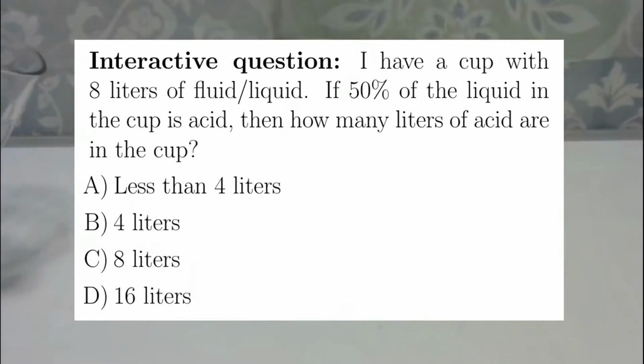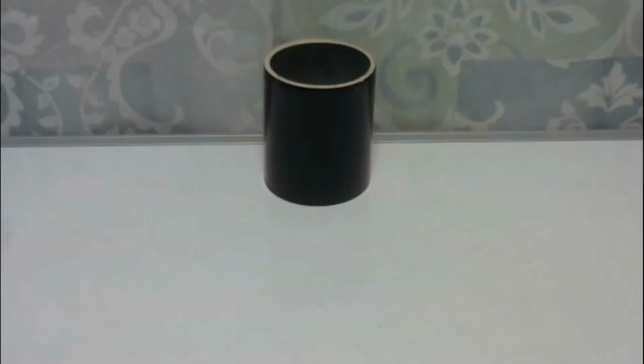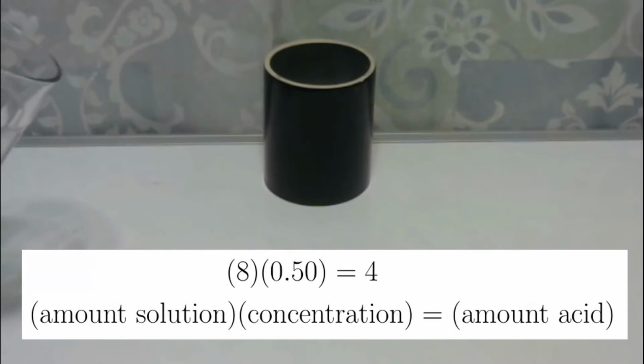So 8 liters of liquid and 50% of it is acid, then the number of liters of acid should be 4 liters of acid. Notice how 8 times 0.50 equals 4. This is an example of the concentration equation at work, namely amount solution times concentration equals amount acid.